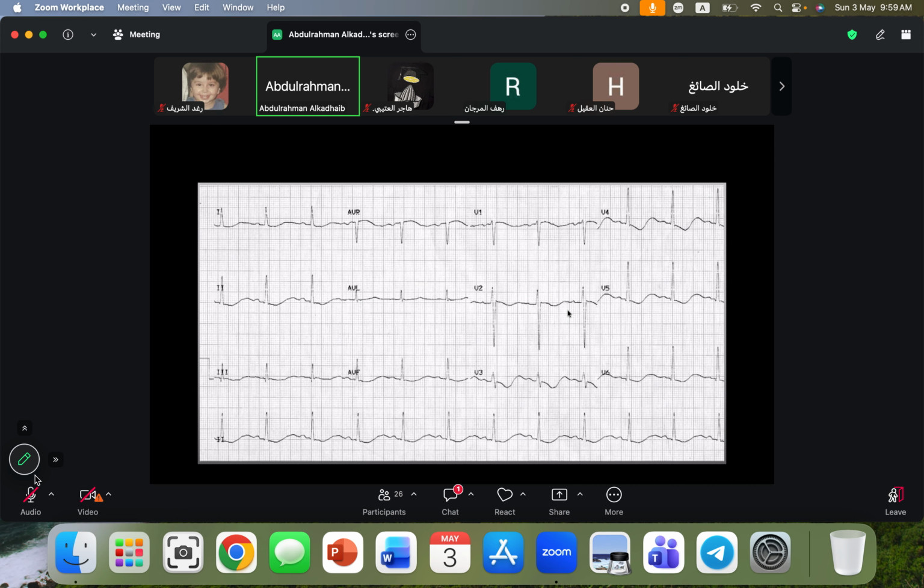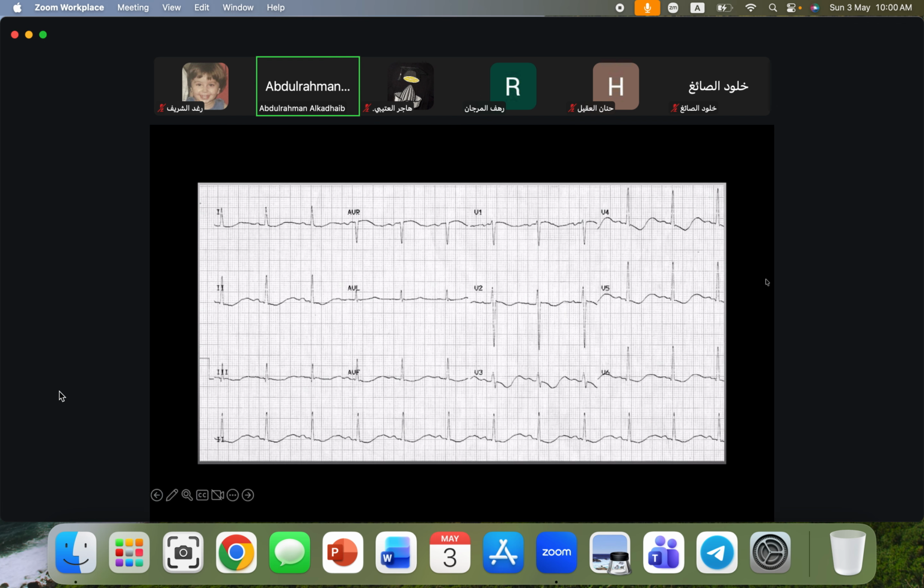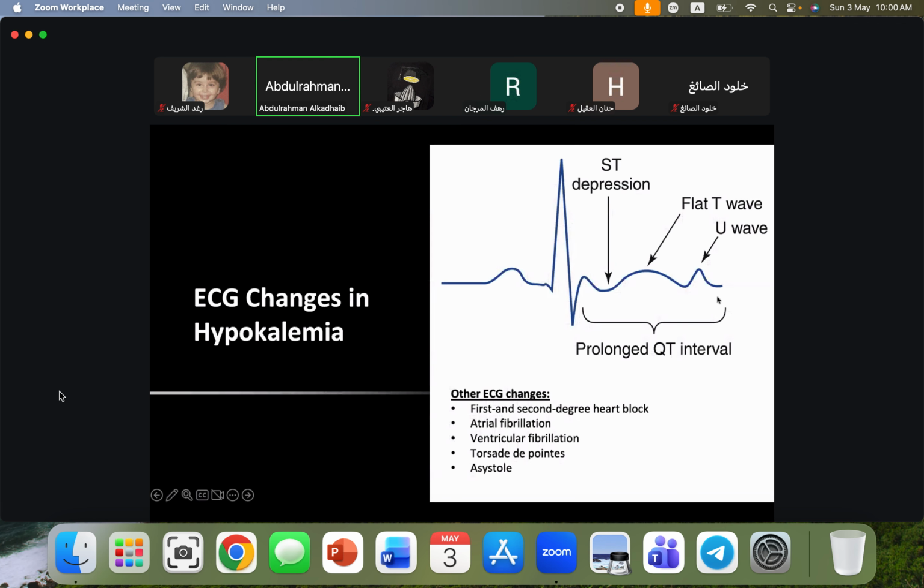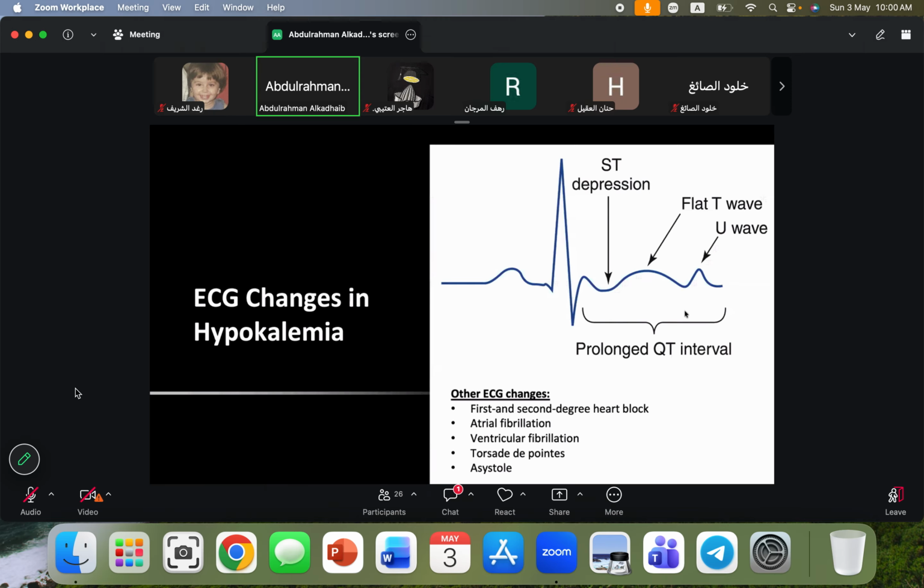And the U wave is basically an extra wave between the P wave and the T wave. It's very obvious in, for example, lead V2, and we will talk about it more in the next slide. It's going to be obvious. So those are the changes of hypokalemia.